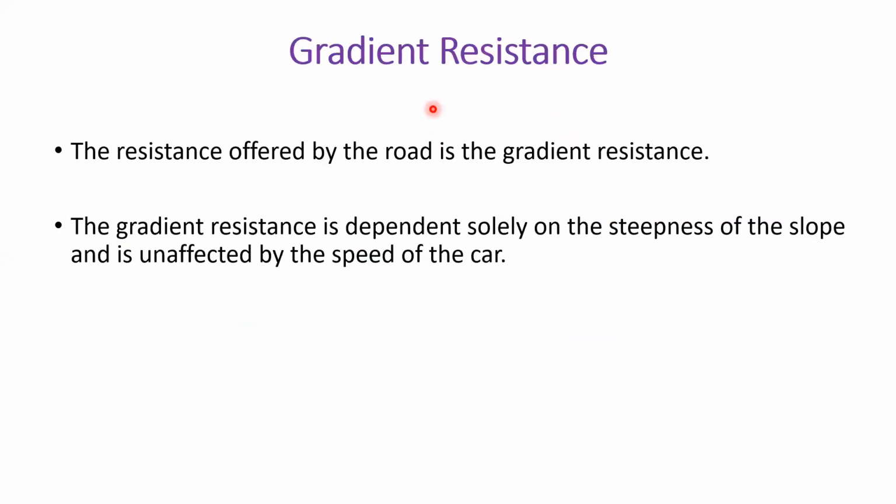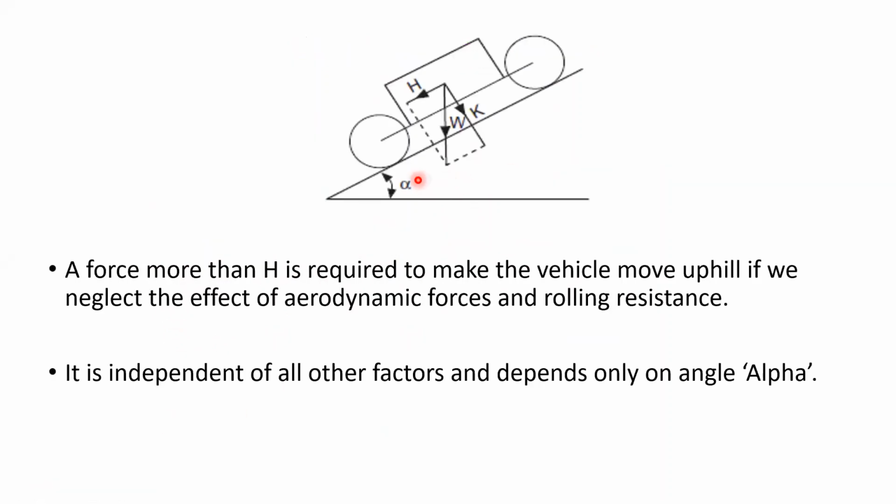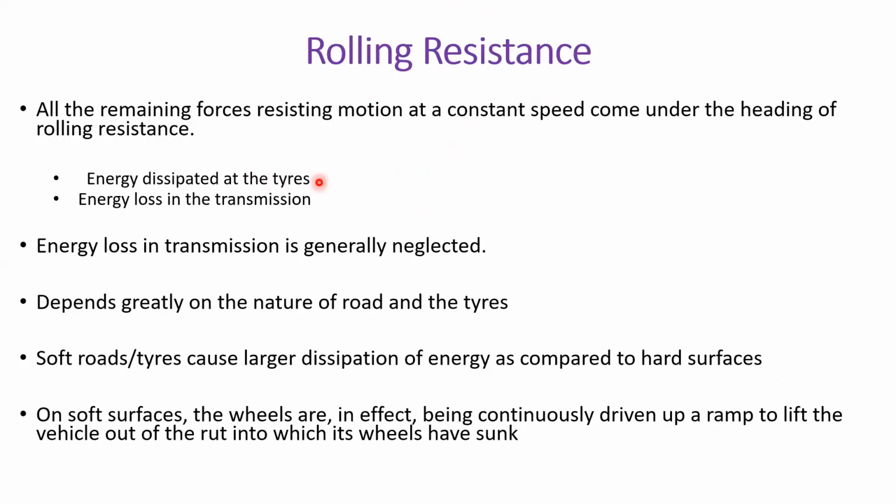Next is the gradient force, or gradient resistance force. Here the resistance is offered by the road. This gradient resistance depends on the steepness of the slope, and it is unaffected by the speed of the car. These are the factors which determine the resistance force due to gradient. Basically, when you move the vehicle up the hill, it depends on the angle. It also depends on the force acting on the vehicle when it is going up the hill. And we have the next important force, called the rolling resistance force.